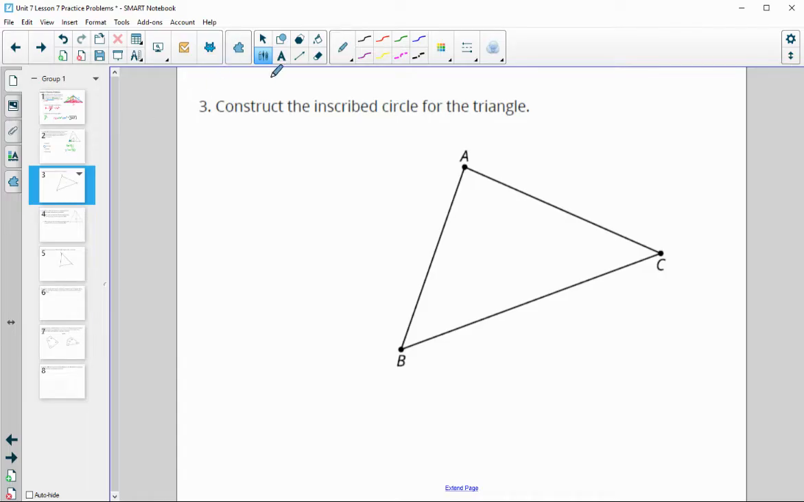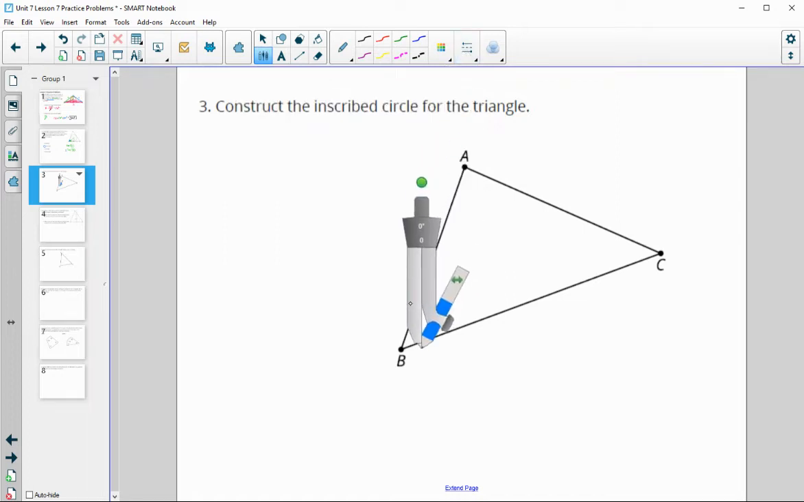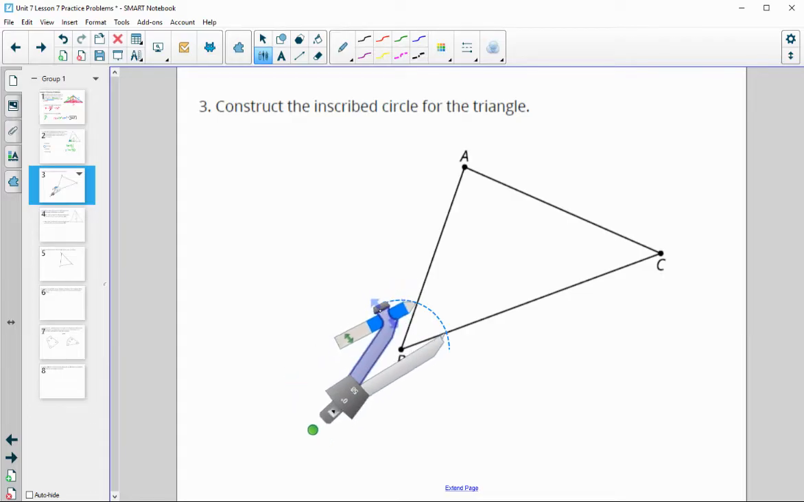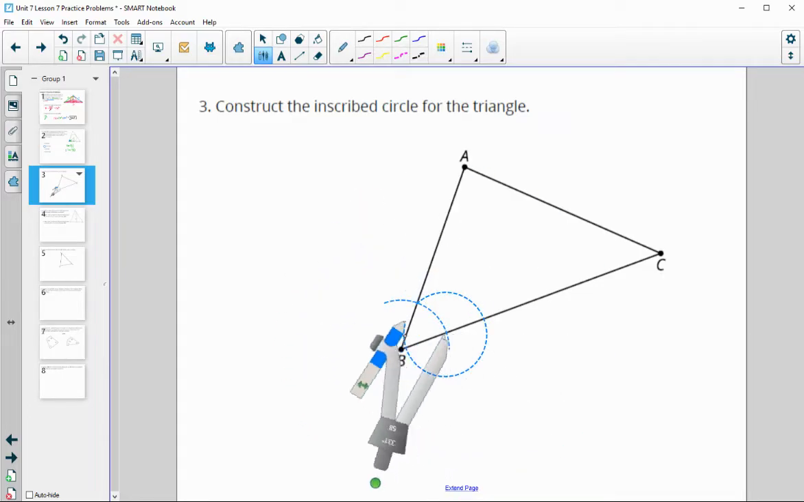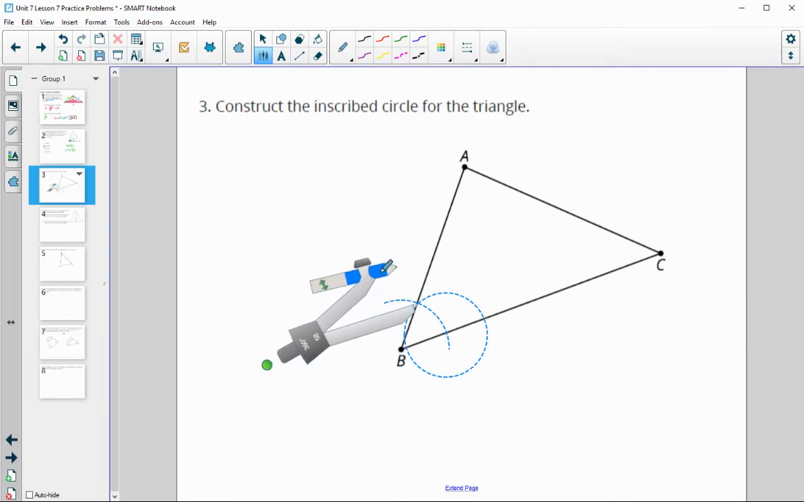Number 3, construct the inscribed circle for the triangle. That means we're going to need to find the incenter. So we're going to need to construct the angle bisectors for each angle. The way you do that is by opening your compass, drawing a mark through the ray on either side, and then drawing a circle from each of these intersection points. You can open it to the width here, which will guarantee that they cross.